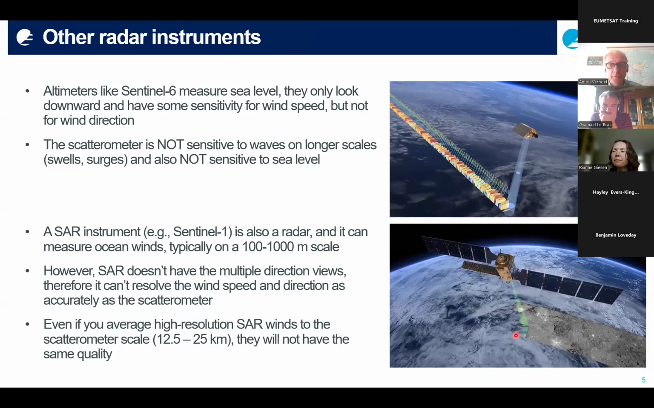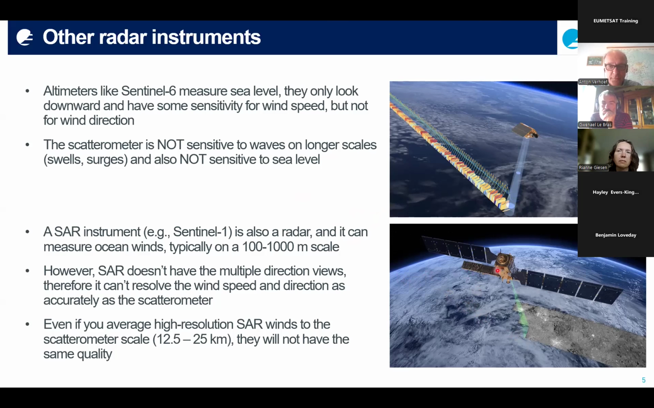So the scatterometer is not the only radar instrument used on satellites. So we also have altimeters. They are also radar, but they are looking straight downward and not at an angle. They have some sensitivity to wind speed, but not to wind direction. And they are used to measure sea surface height, sea level, and so they are less usable for wind retrievals.